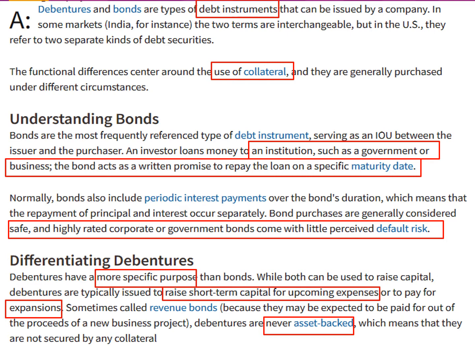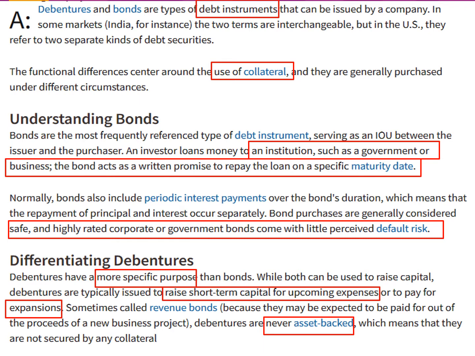Sometimes they are called revenue bonds, because they may be expected to be paid for out of the proceeds of a new business project. Say, for example, the business wants to raise capital for building a bridge, which needs tolls paid by the car drivers. That means the debentures or bonds become revenue bonds, in which the expenses are to be covered by the proceeds of the tolls once the bridge has been built.